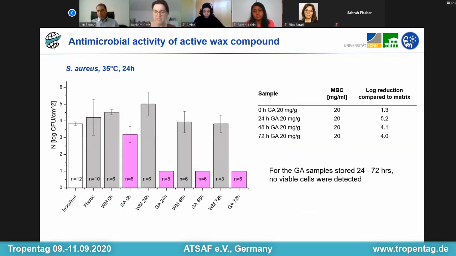Yeah, and we repeated that with different storage times. So we stored for 24, for 48, and for 72 hours. And for all of these, we could show this. We have quite high antimicrobial activity of more than 2, which is a very good result. So this mixture has a big potential to reduce bacterial growth on the surface, at least for Staphylococcus aureus.